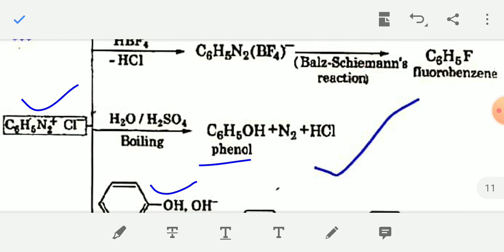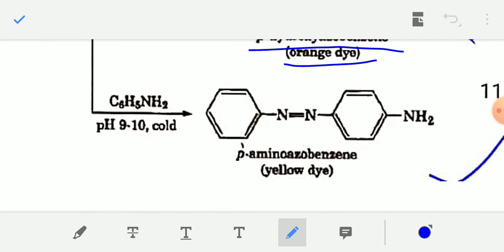Okay, and similarly, coupling reaction with aniline. When benzene diazonium chloride reacts with aniline, C6H5NH2, a similar type of coupling product will be formed, and the color of this coupling product is a yellow dye. So para-amino azobenzene is formed. The structure is given here. You have to practice all the structures and all the reactions which I have marked.